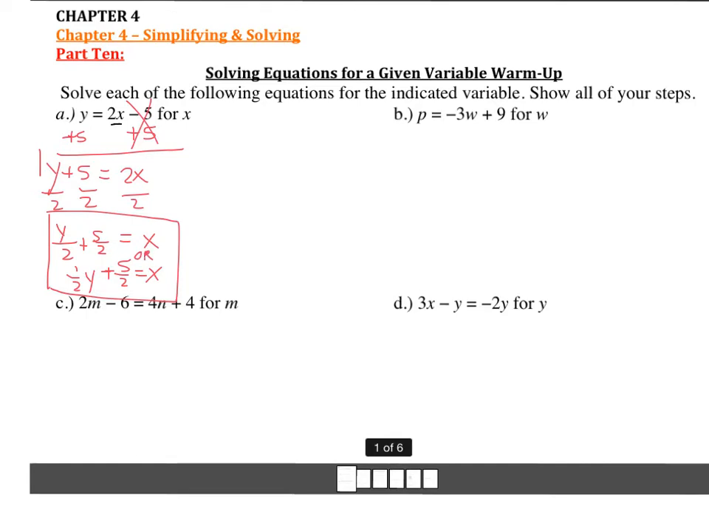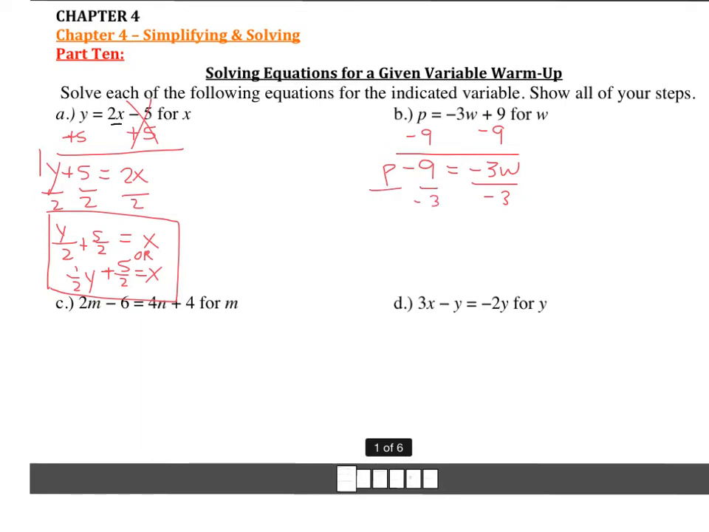Letter B, p equals negative 3w plus 9, and we're asking to solve for w. So again, work your way toward the w, move the constant to the other side. I can't actually combine the p and the minus 9, so I just write p minus 9 equals negative 3w. To solve for w, I need to divide away the negative 3, because when it says negative 3w, that means negative 3 times w, since there's no operation symbol in between.